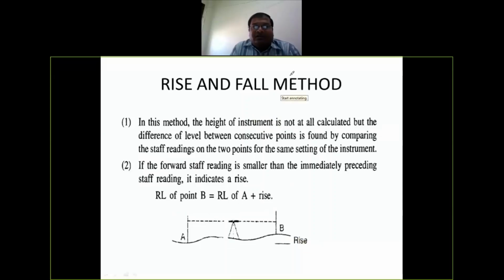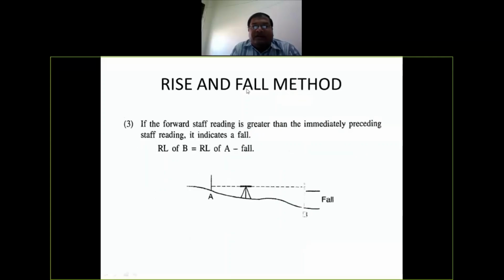Then second, if the forward staff reading, again this is your station B, is greater than the immediately preceding staff reading, which means your A, then it indicates a fall. This is your fall. So RL of point B is nothing but RL of point A minus this much of fall. Fall we generally take mathematically as a negative.